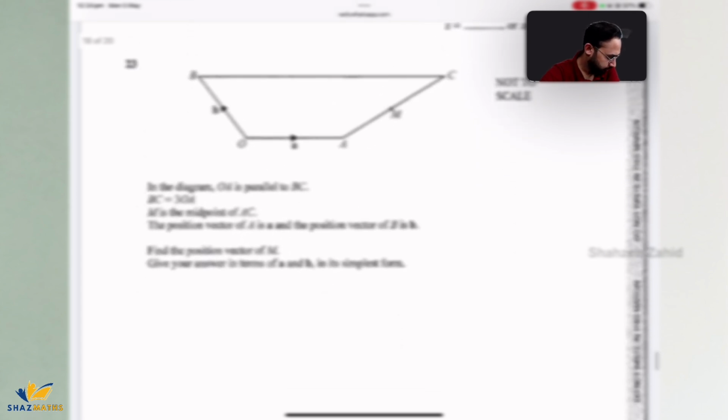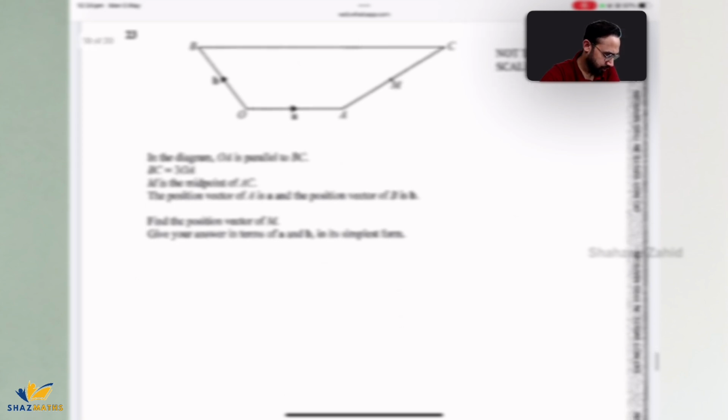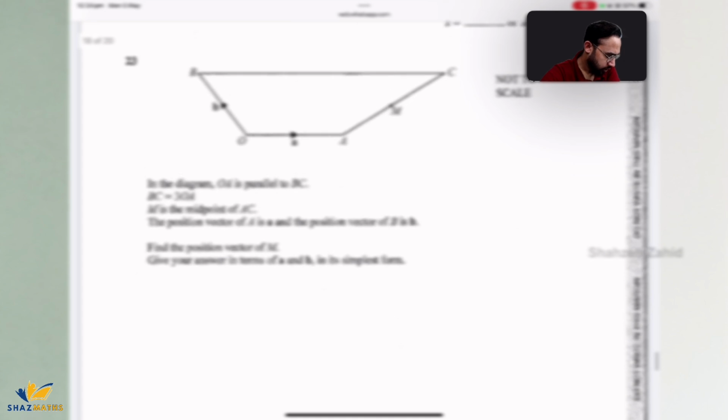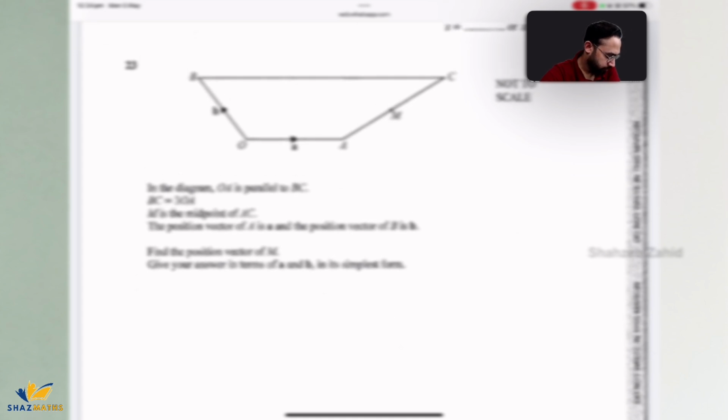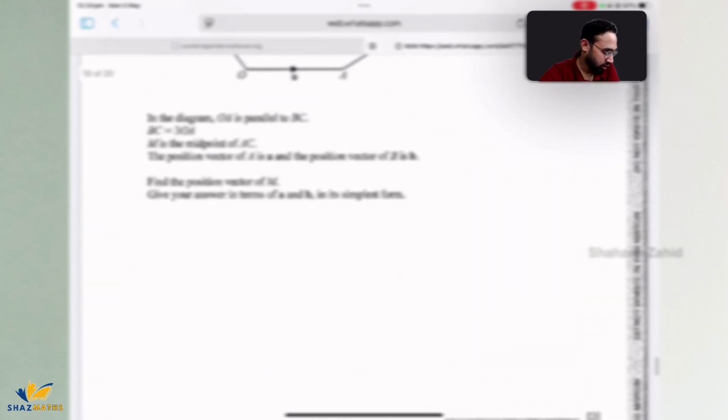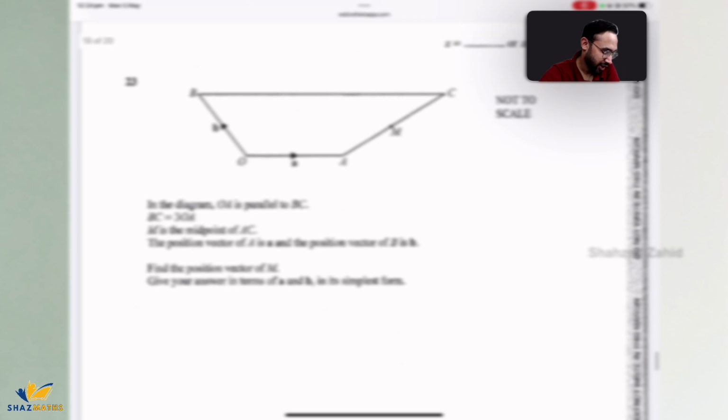Let's have a look. BC is 3OA. I missed the midpoint. Position vector of M. Nothing extraordinary still, I would say. Yeah, so of 3 marks, easily can be done. Not going to discuss it in detail, but yeah, pretty straightforward. Just have to find OM, which is, yeah, I can see multiple ways of doing it. So let's move on. 24.